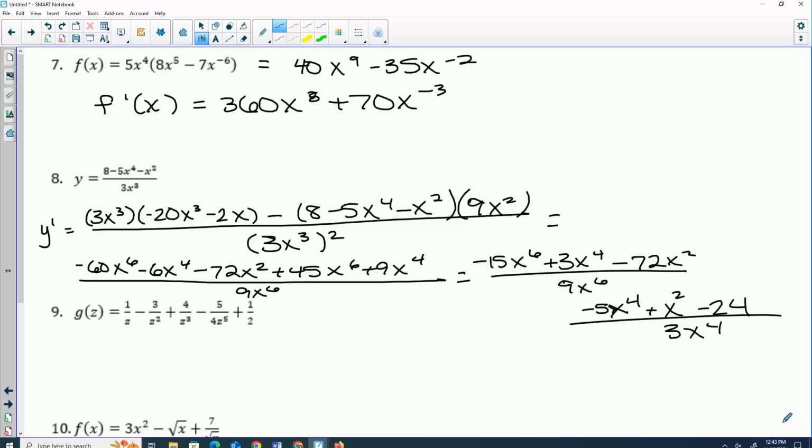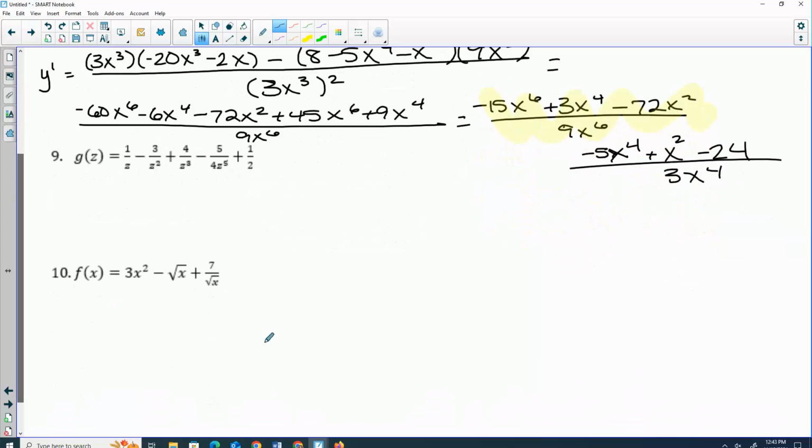So there are like 3 different ways of doing this problem. Would you take off points if we just ended up like that on the board? If you ended here, no. If you stopped here, I would take off a point for not reducing, just because everything can be divided by 3x. Would you divide the denominator by 3x squared too? Yes.